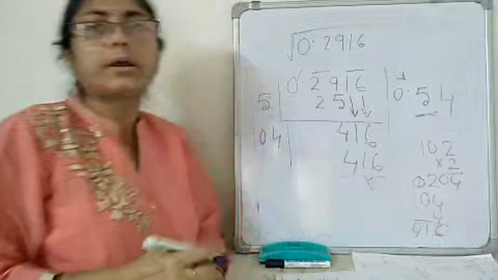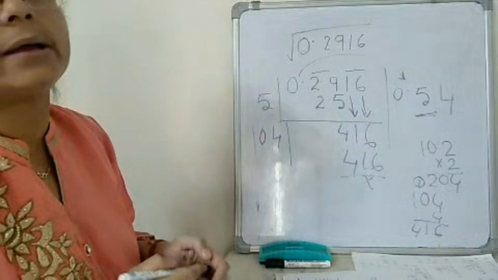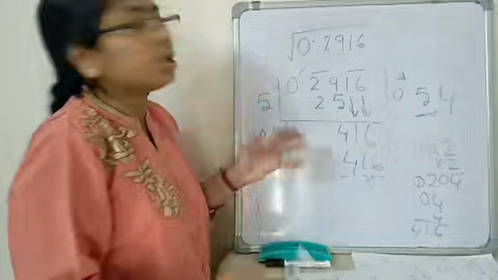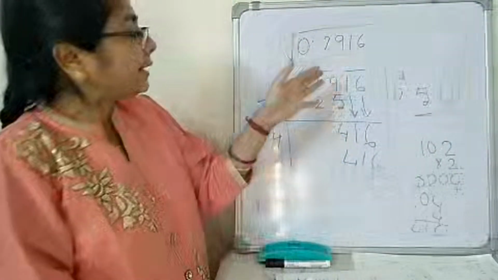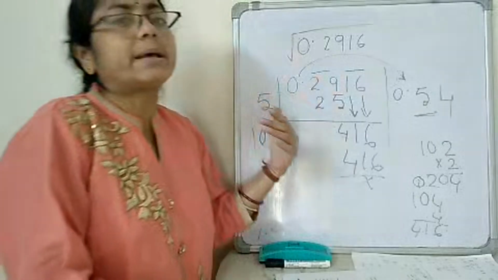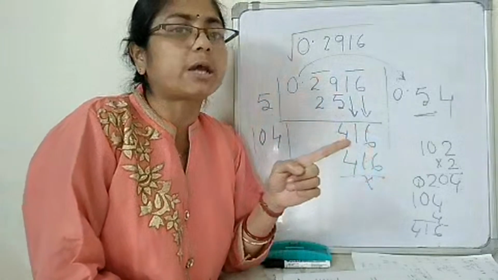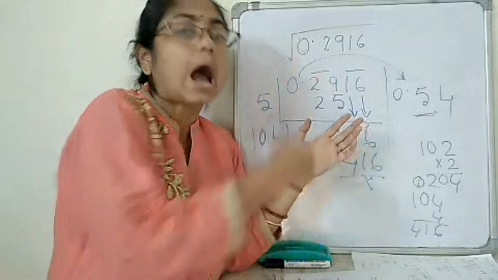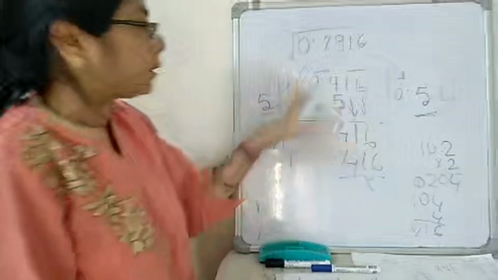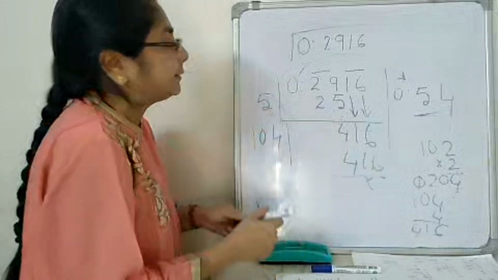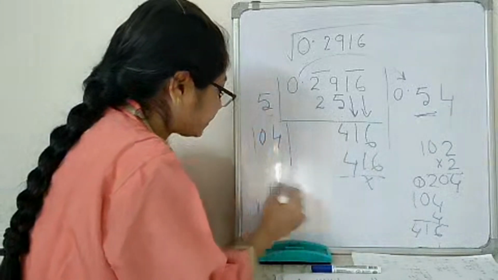Clear, everybody? One more time I tell the math. Because why? What has happened? In this math, before the decimal there is no number. So no confusion. We start from after the decimal. First, what are you doing? Okay. First I write the answer. Then I explain everything one more time.